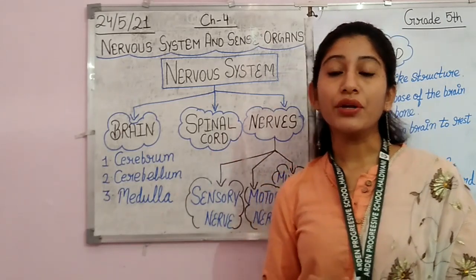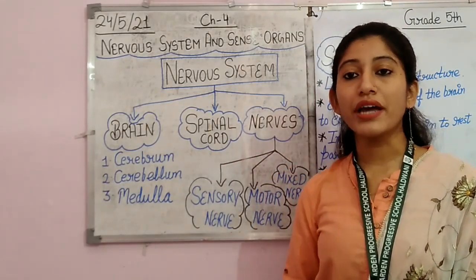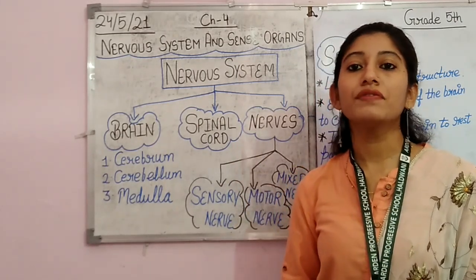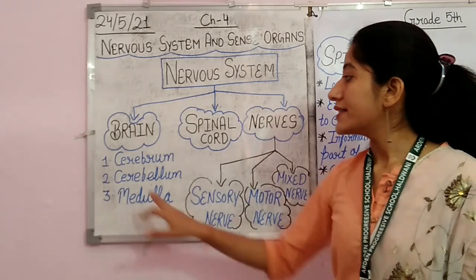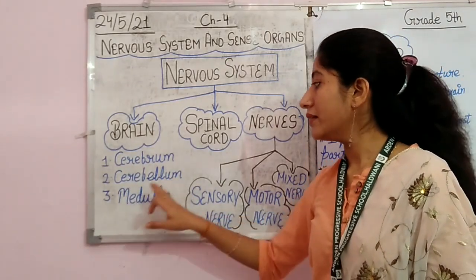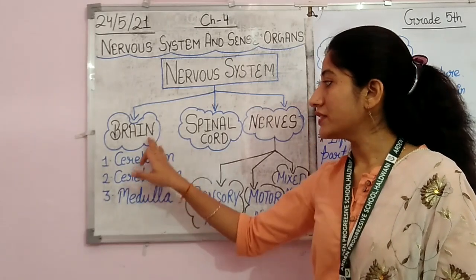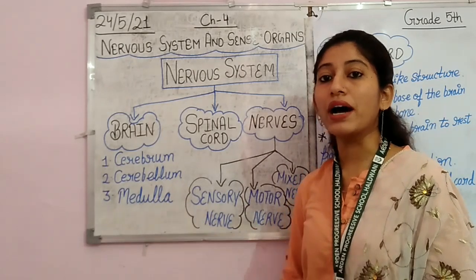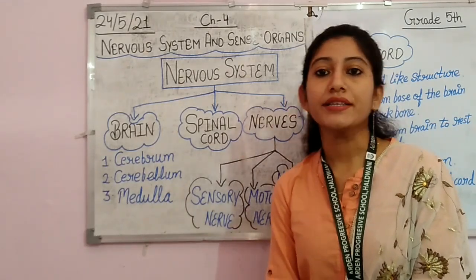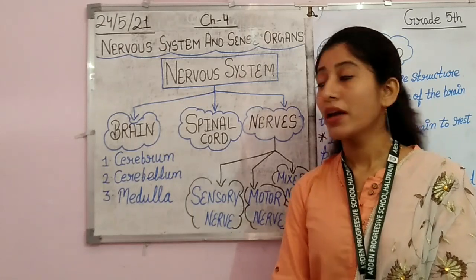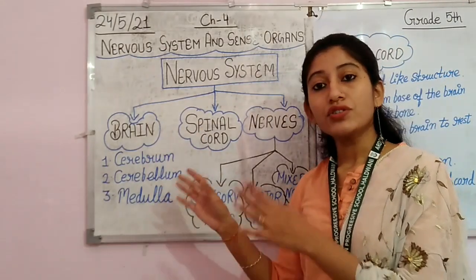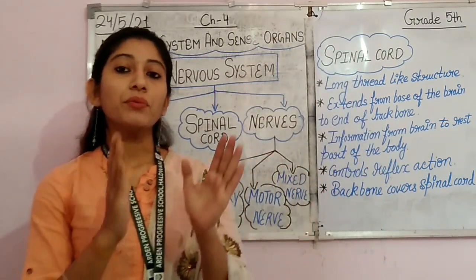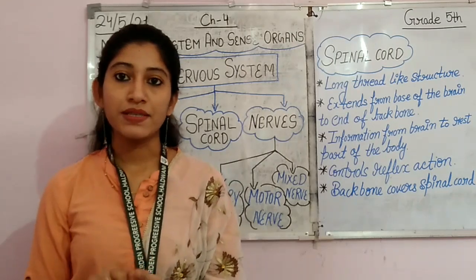Then I explained to you about the brain, and I told you that the brain is made up of 3 parts, and the names of these 3 parts are cerebrum, cerebellum and medulla. The first part is cerebrum, the second part is cerebellum and the third part is medulla, which is also called the brainstem. So students, we discussed these topics in the previous video, where I explained briefly about all the 3 parts.